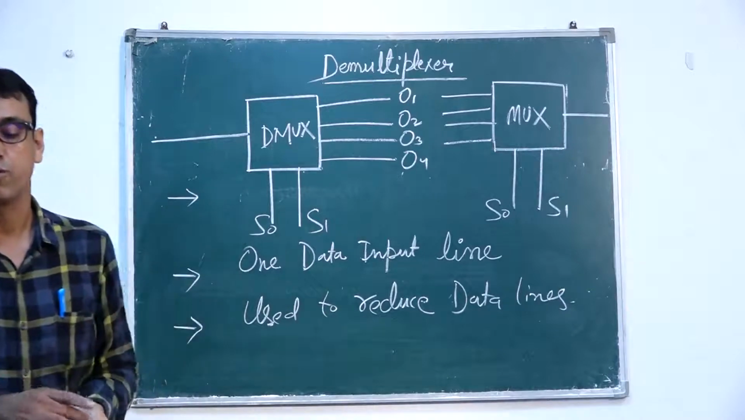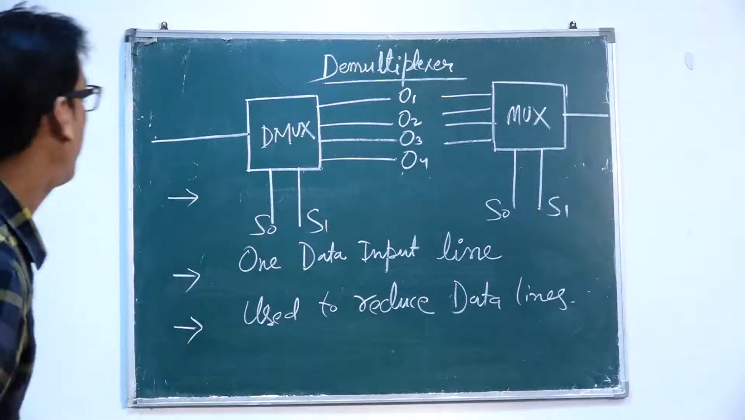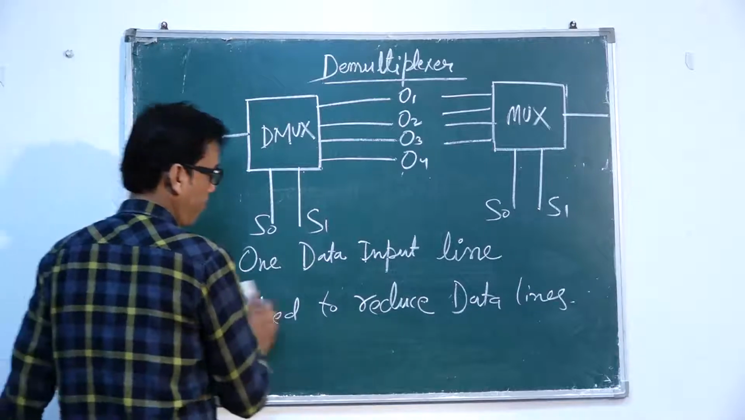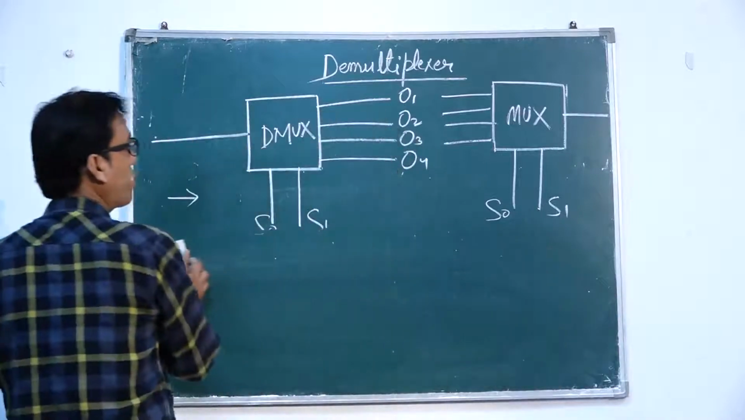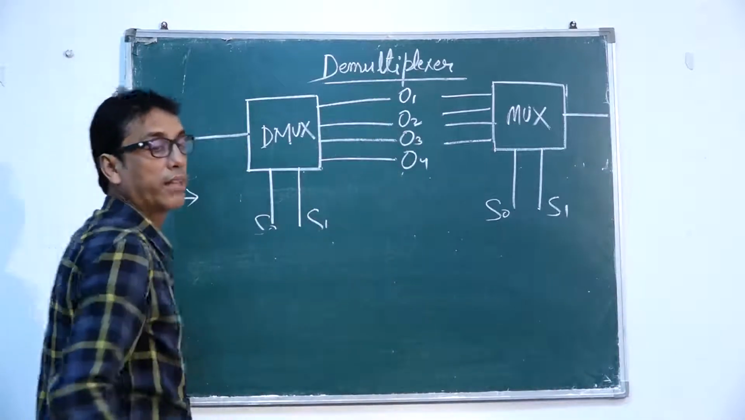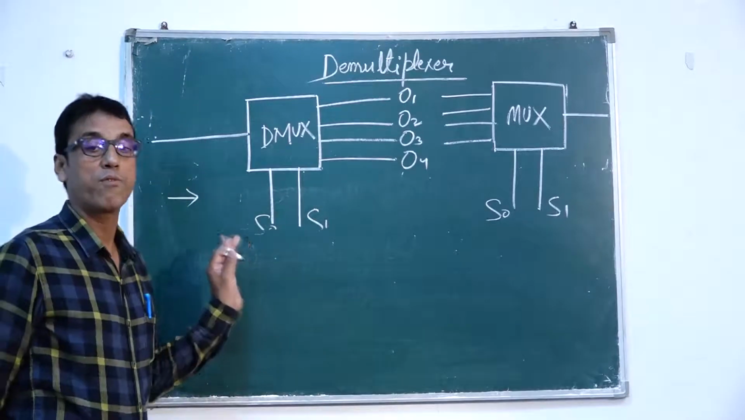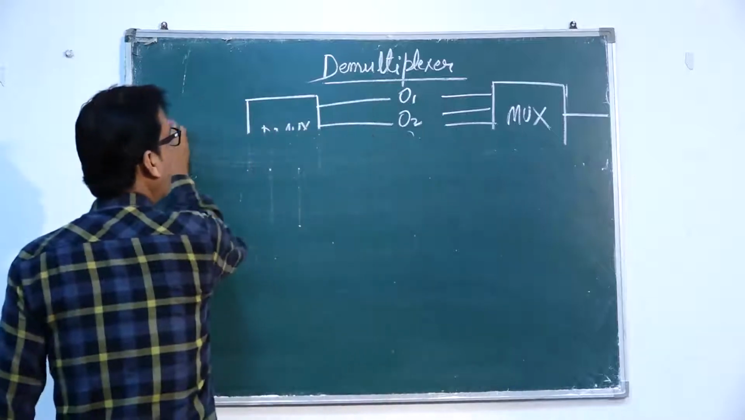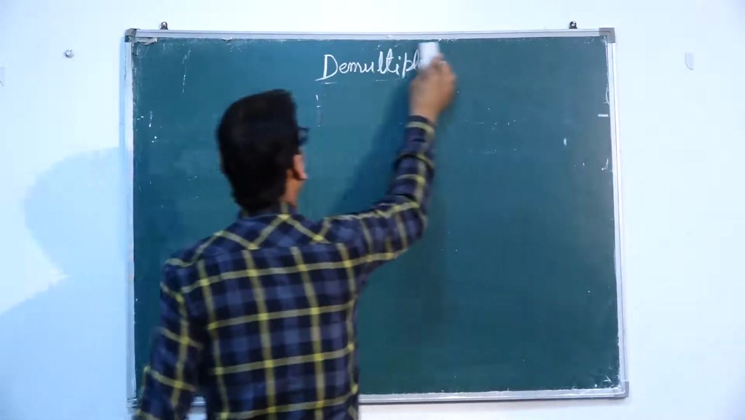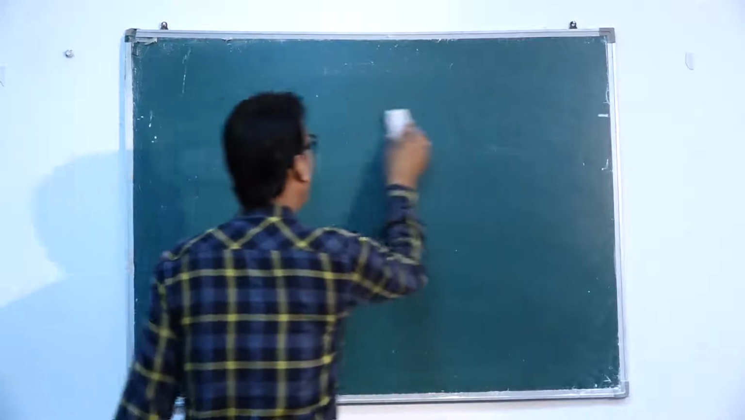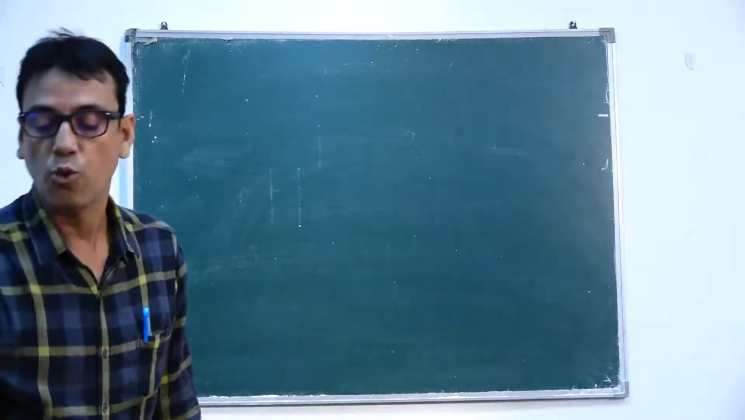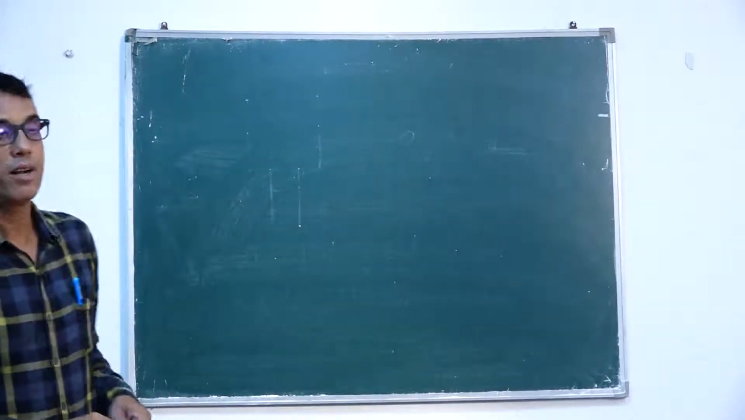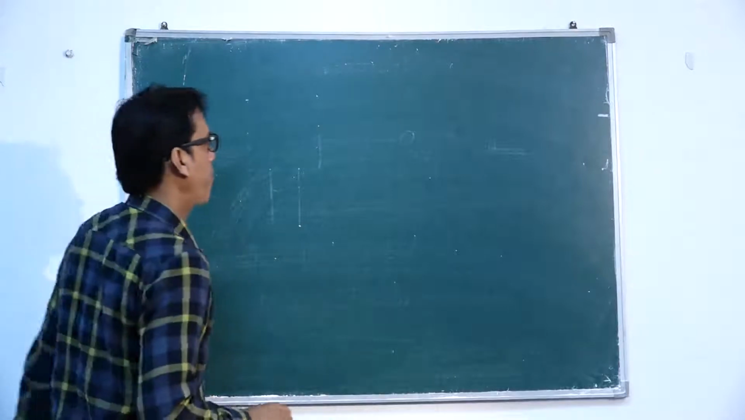Now what is the use? What is the use of demultiplexer? If you do not understand what is the use of multiplexer, then it would be very difficult to understand what is the use of demultiplexer. So I need to explain both the multiplexer and demultiplexer simultaneously so that you can understand very easily.